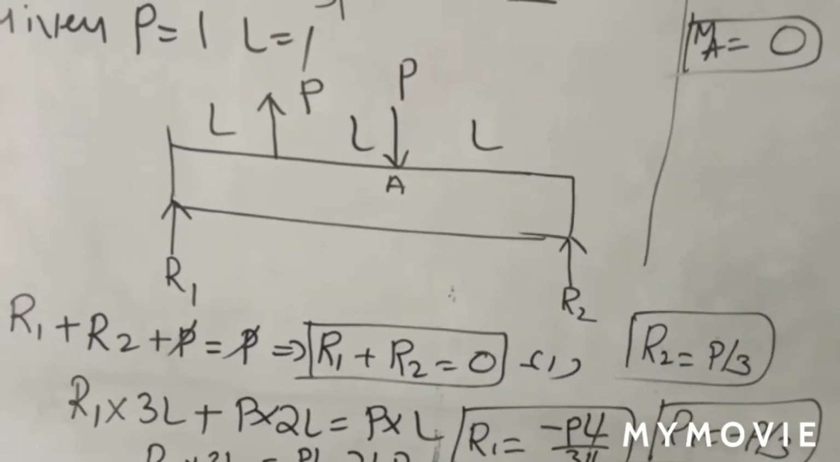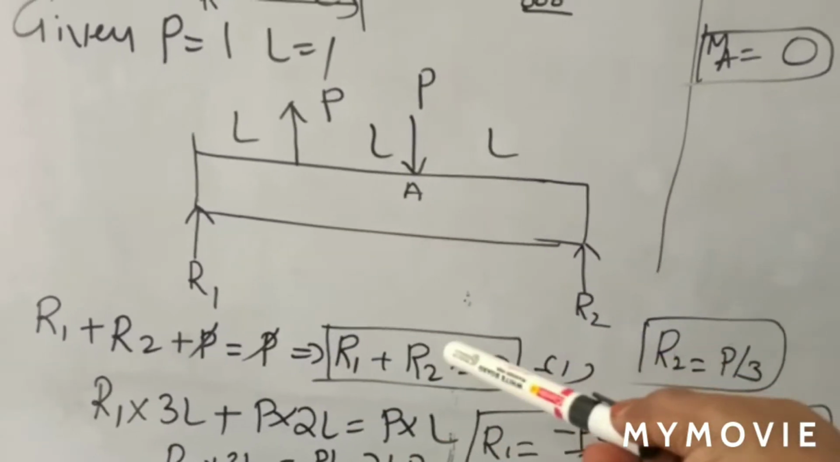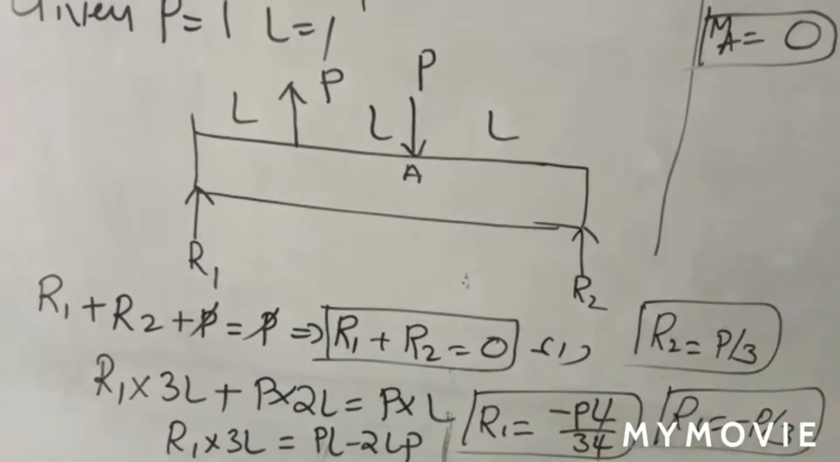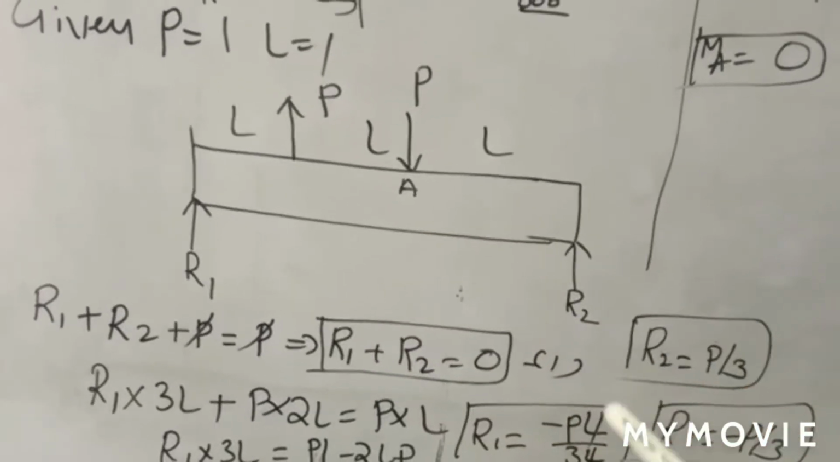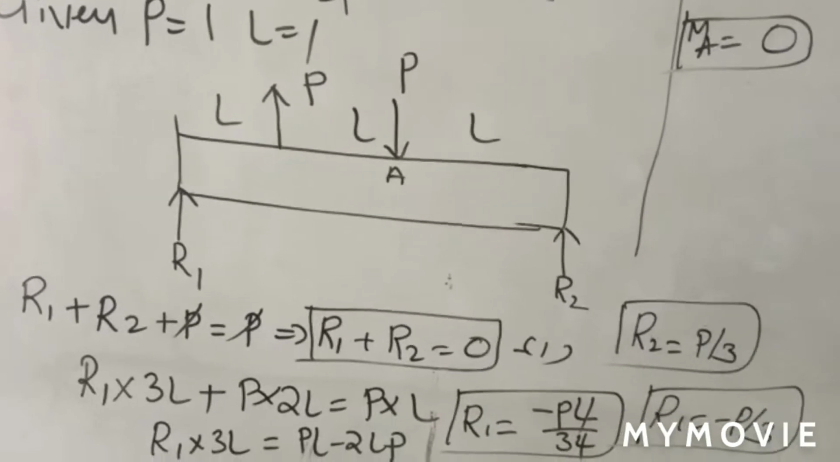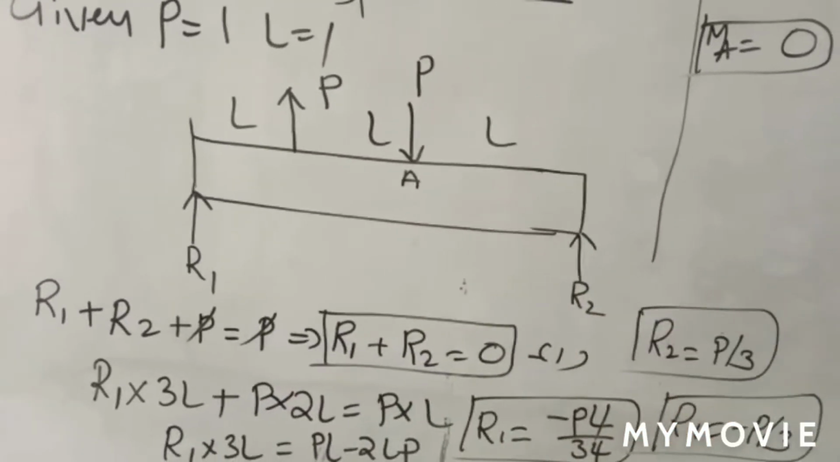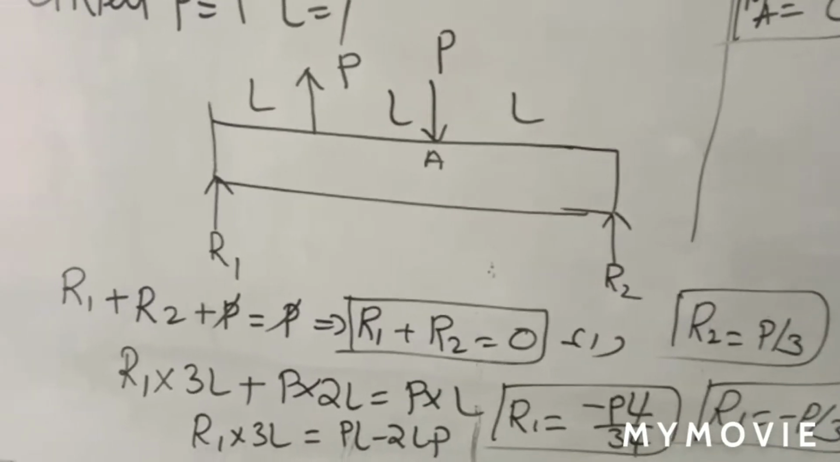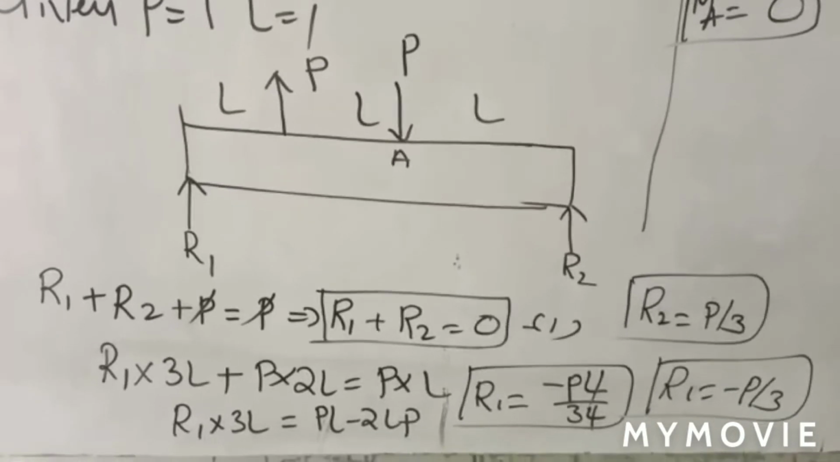Now simply as usual, calculate the upward force equal to downward forces and clockwise moment equal to anticlockwise moment. Here, looking at the figure, because it is a GATE exam, you have to be very fast. So it is upward force and downward force. Upward forces are R1 plus R2. Upward force equal to downward forces and clockwise moment equal to anticlockwise moment.